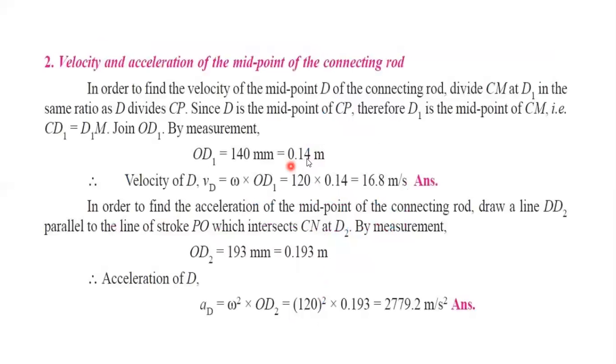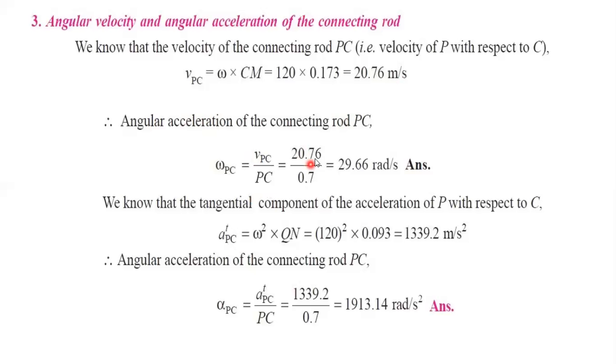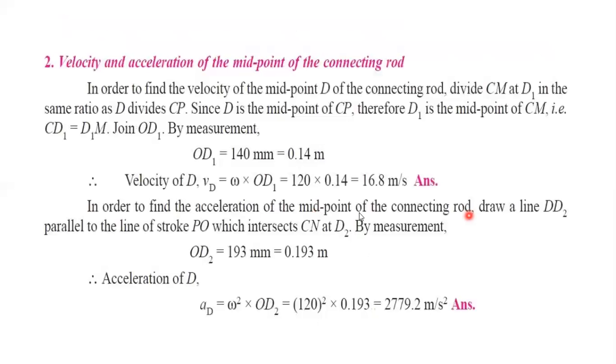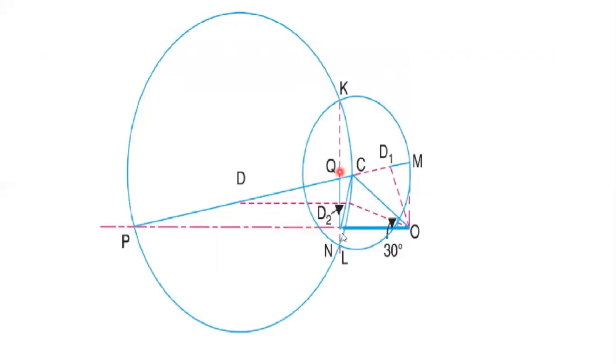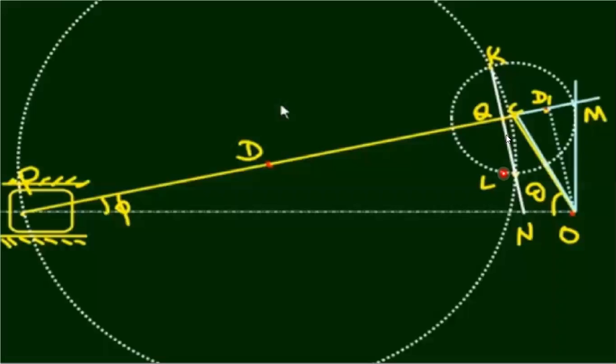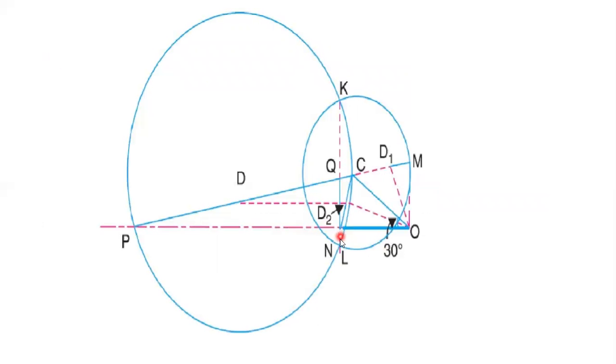So that's what they did. They have just divided the velocity of the connecting rod by the length of the connecting rod, so you'll be getting the value. The next thing is, we know that the tangential component of acceleration of P with respect to C is nothing but QN. So see here, QN is the tangential acceleration of the connecting rod with respect to P and C. Or else you can also see in this item, Q to N.